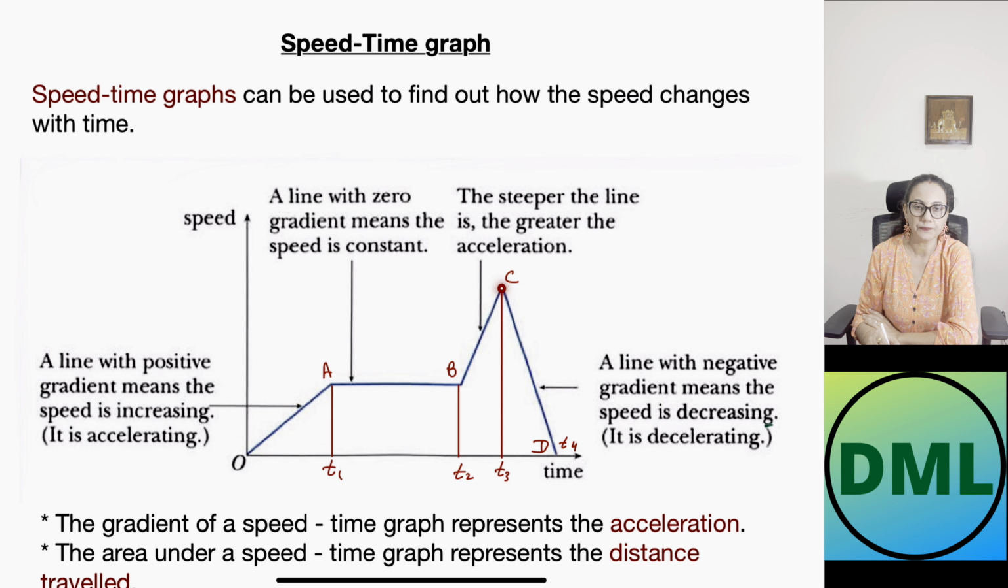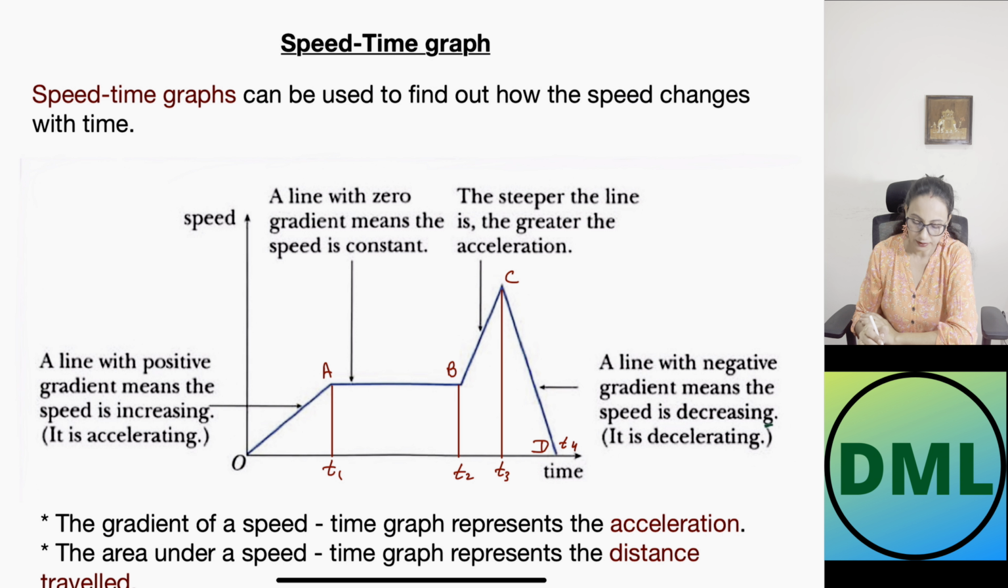From B to C, the steeper the line, the greater the acceleration. Here, I am going much steeper. That means my speed is increasing faster than from O to A. If my speed is increasing faster, that shows you that my acceleration is greater.